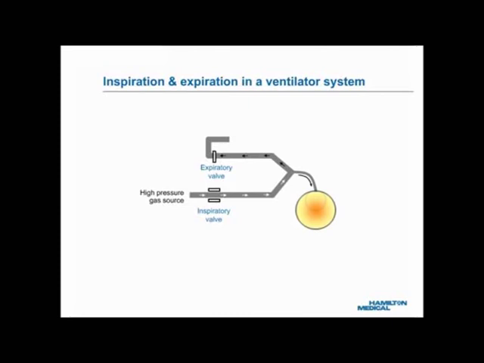Balloon deflation. When the inspiratory valve closes and the expiratory valve opens to the environment, the circuit pressure drops below the balloon pressure, and gas is pushed out of the balloon. As a result, the balloon shrinks. Valve control in a real ventilator system is more complicated than this, but the basic principle remains valid.